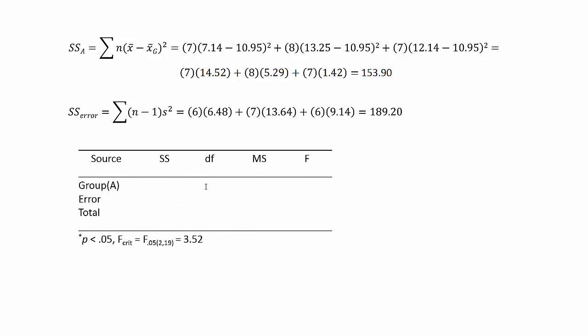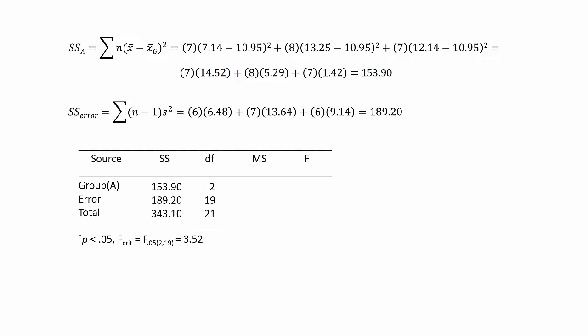Then what you want to do is plug those values into your source table. So you see the 153.9, the 189.2. Now the total is just the sum of those. So just add those two values up, and that's the total amount of variability in sums of squared units for all of the data.